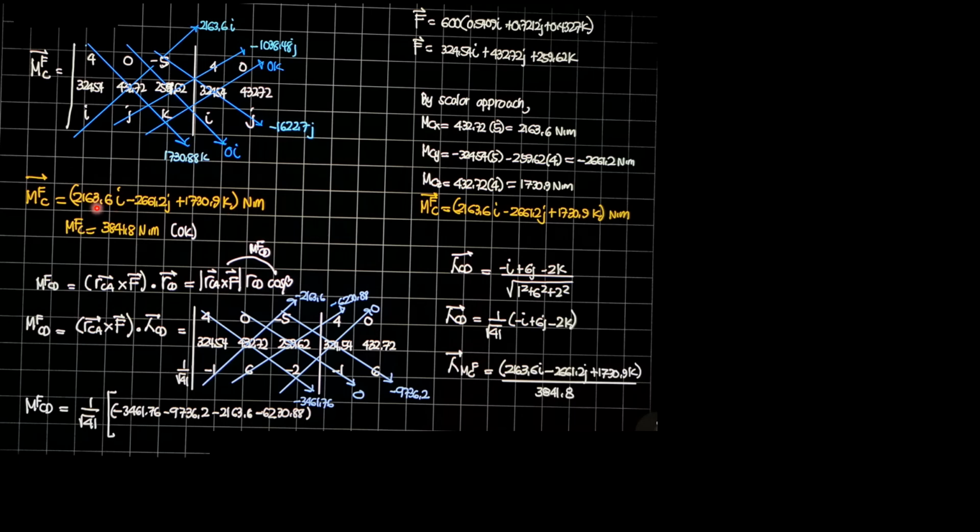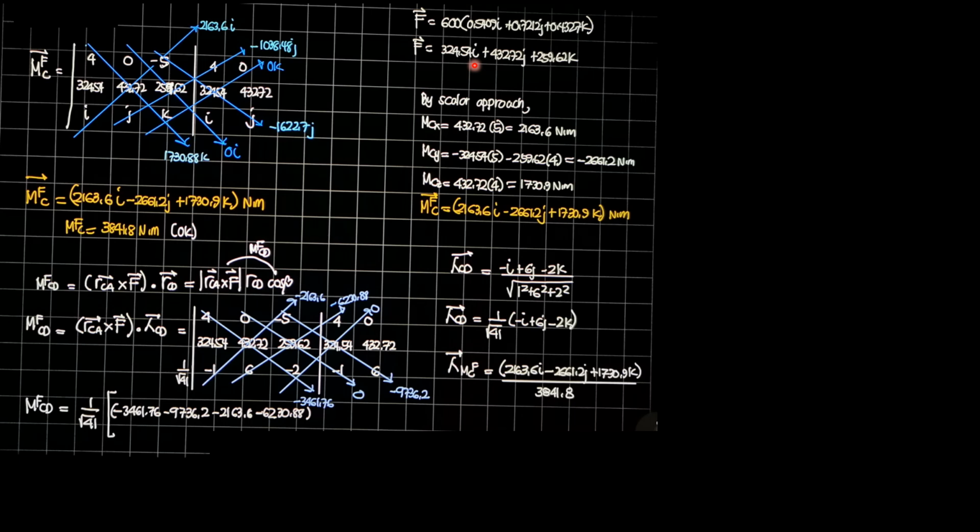The magnitude is the square root of 2163.6 squared plus 2661.2 squared plus 1730.9 squared. So it is 3841.8 Newton meter. Then by scalar approach, we have to put the components of the force at A: positive, to the right, 324.54, then upward 432.72, then forward 259.62. And remember that C is somewhere here, 5 meters along Z and 4 meters along X, then 0 along Y.